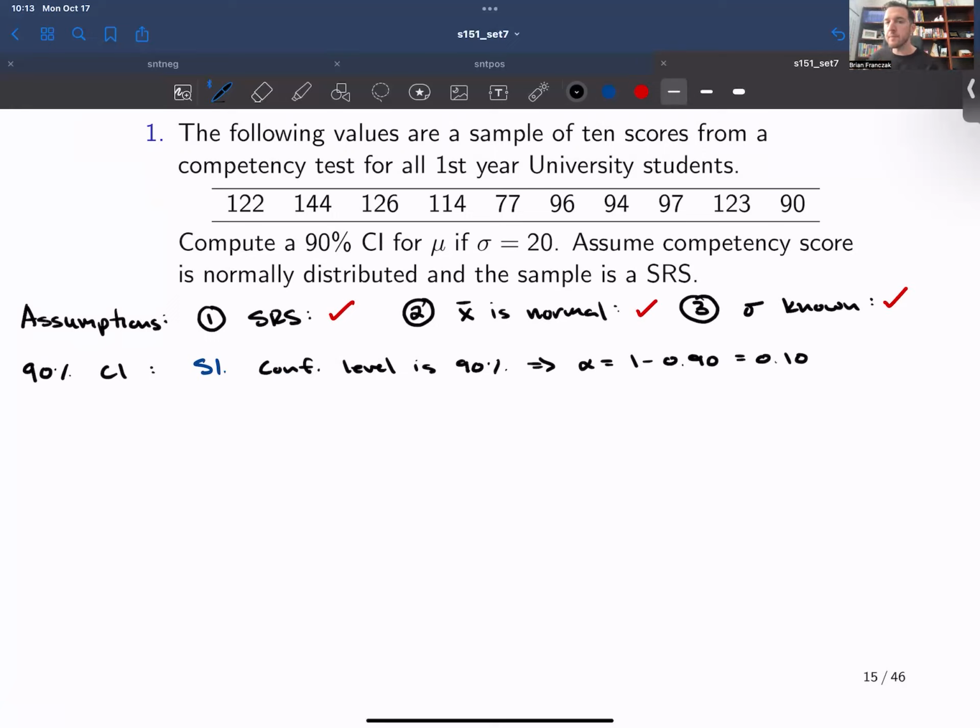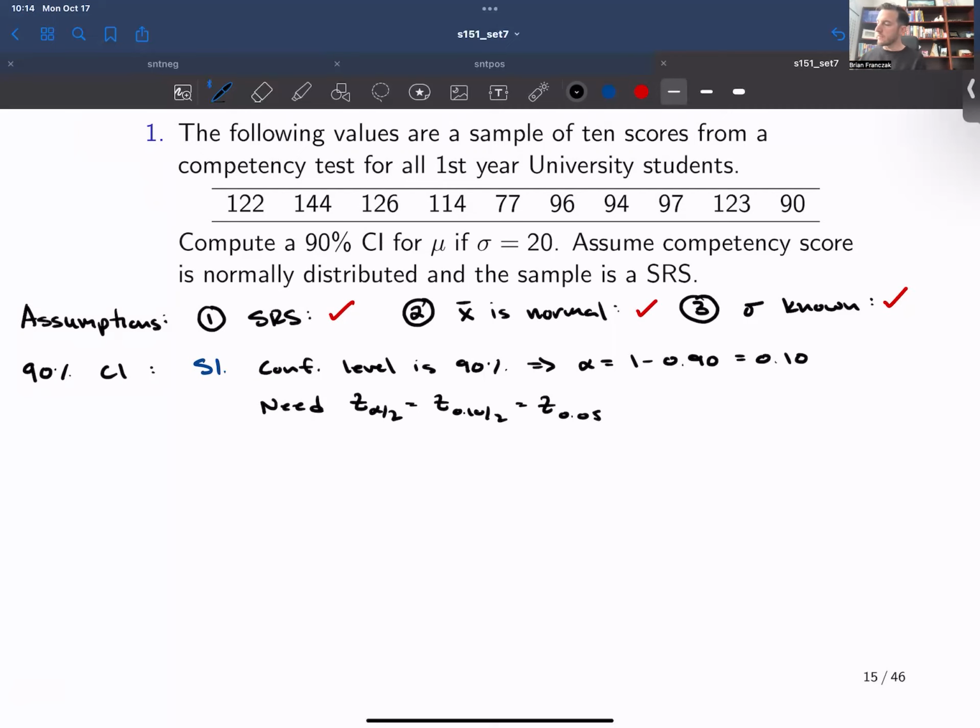Okay, so alpha is simply 1 minus the confidence level as a decimal point. So our confidence level is 90%. So that's 0.9. So 1 minus 0.9 is 0.1. So that's the significance level alpha. Now what we need is a z-score. So we need z subscript alpha over 2, which is z subscript 0.1 over 2, which is z subscript 0.05.